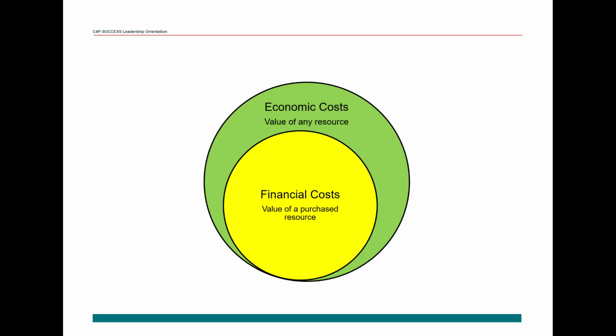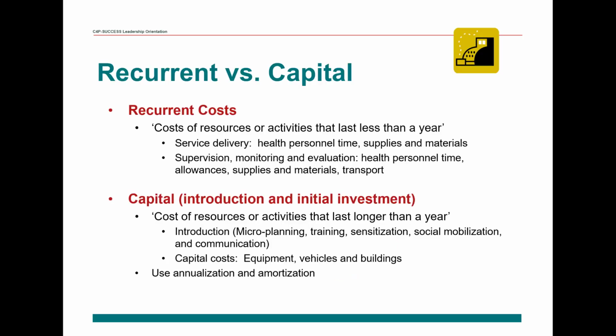Another way that costs are differentiated in the tool is recurrent versus capital. Recurrent costs are for resources or activities that last less than a year. It includes, for example, the cost of a service such as screening. Capital costs, on the other hand, include resources or activities that last longer than a year. These include the cost of one-time only events, such as microplanning and training, and these are what we call introduction costs. It also includes investment in equipment, vehicles, and buildings for screening and treatment.